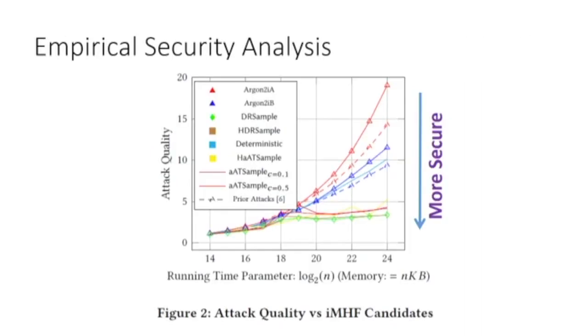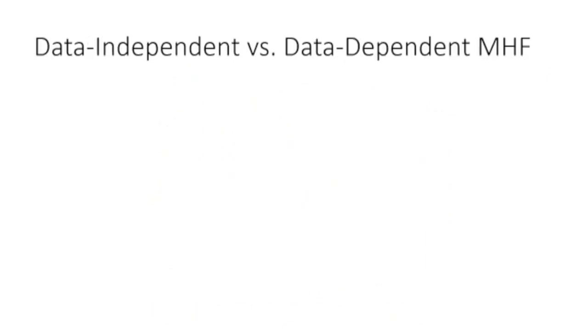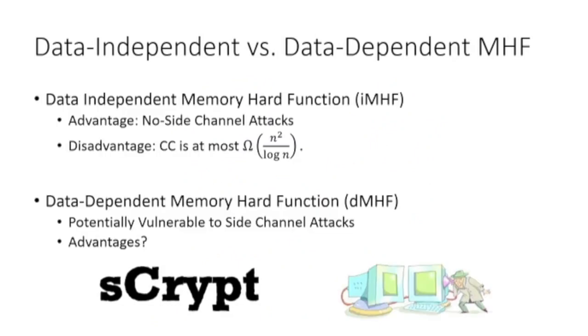Okay. So let me step back, and I want to tell you about some of the newer results in memory hard functions. So I mentioned the difference between data-independent versus data-dependent memory hard functions. And I mentioned that SCRYPT was a data-dependent memory hard function. So we've seen that the advantage for data-independent memory hard functions is that there's no side channel attacks. The disadvantage, of course, is that the cumulative cost can be at most n^2 over log n.